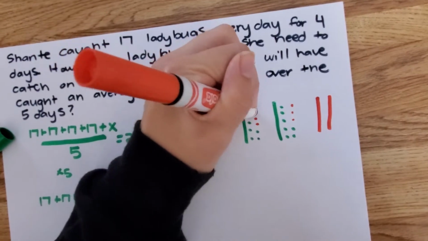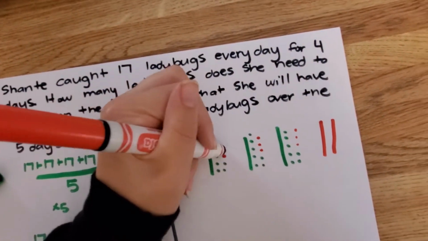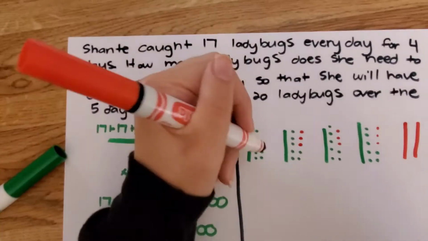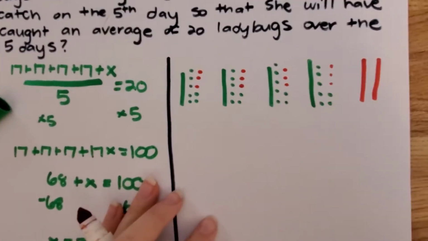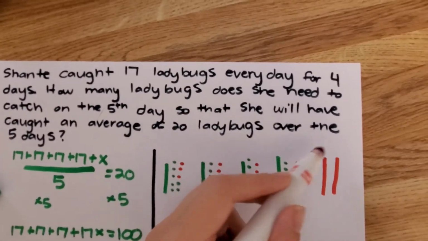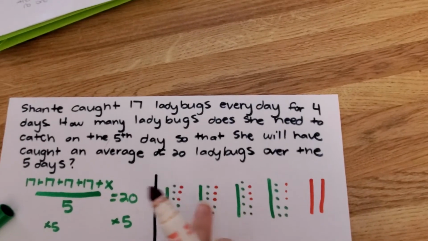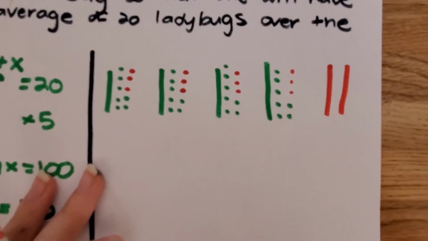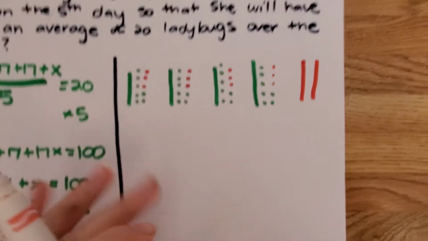1, 2, 3 more here. Now it looks like I caught 20 on the 3rd day. 1, 2, 3 more here. Now it looks like I caught 20 on the 2nd day. 1, 2, 3 more here. Now it looks like I caught 20 on the 1st day. And we have to remember that all of these red dots belong to this 5th day, but we just added enough to make it look like we had 20 on all of these days if we were to level it out or average it.